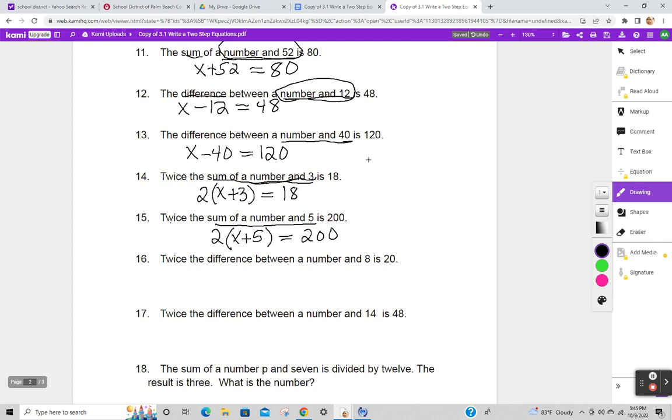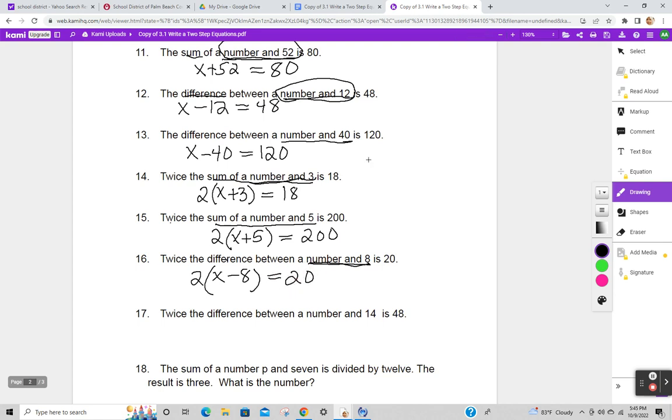Twice the difference between a number and 8. I'm going to start right here. I'm going to take the difference between the number and 8. So take their difference, and what am I going to do with that difference? I'm going to do one more thing. I'm going to take twice that amount. Okay, so I knew that I have to subtract these two, and then come back here. I know that whatever this total is that's inside the parentheses, I've got to take twice that much. And this will be equal to 20.